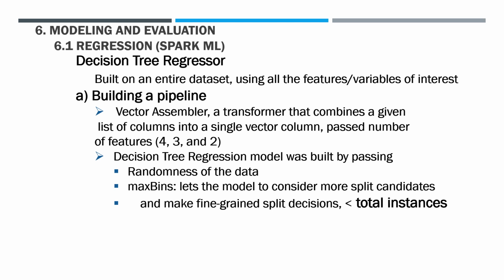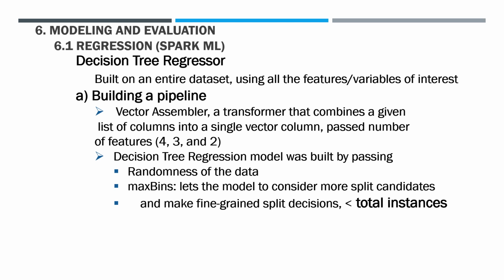The third type of regression models that were built by using Spark ML were decision tree regressor models. Unlike random forest regressor models that divided the data into subsets, here the model was built on the entire data set, and it uses all the features and variables of interest at the same time, which was not the case in a random forest regressor, because it divided all the features also into subsets. So how the decision tree regressor model was built was the same process as the random forest regressor process.